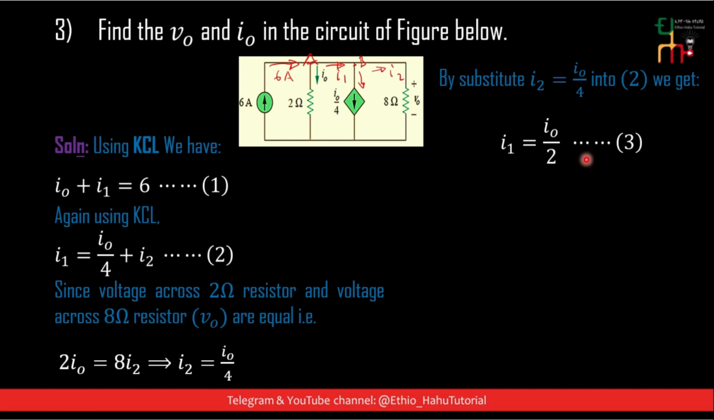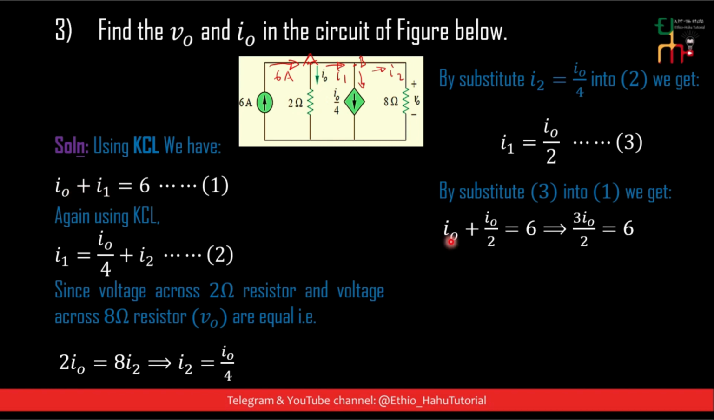ስለዚህ ይሄንን equation 3 equation 1 ላይ ባስገባው ምን አገኛለሁ? i not እናገኛለሁ ማለት ነው። i not plus i1, the value of i1 is i not over 2 from equation 3, which is equals to 6. this implies ይሄኛውን ስንደምረው 3 times i not over 2 is equals to 6 ይመጣልናል። ስለዚህ i not ለማግኘት both sides በሁለት ሶስተኛ ስናባዛ i not is equals to 4 አምፒር እናገኛለን። ስለዚህ የመጀመሪያው የተጠየቅነው i not-ን which is 4 አምፒር አግኝተናል ማለት ነው። what about v not?